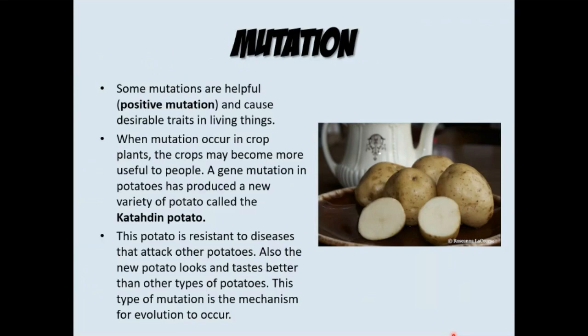Some mutations are helpful or positive mutations and cause desirable traits in living things. When mutations occur in crop plants, the crops may become more useful to people. A gene mutation in potatoes has produced a new variety of potato called the Catadin potato. This potato is resistant to diseases that attack other potatoes. Also, the new potato looks and tastes better than other types of potatoes. This type of mutation is the mechanism for evolution to occur.